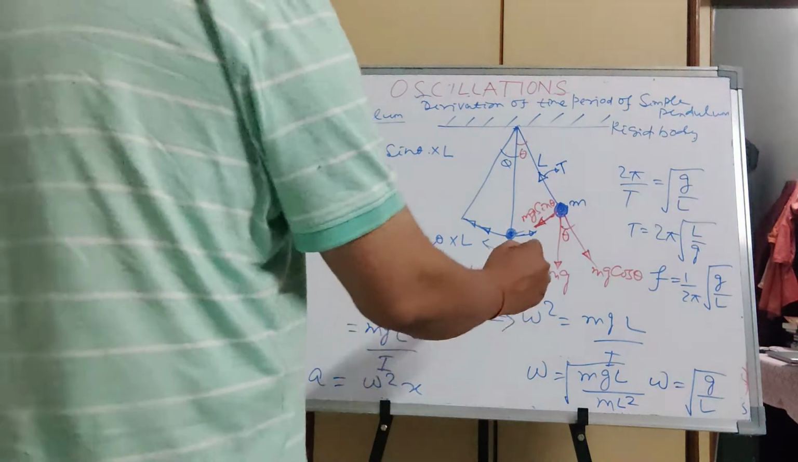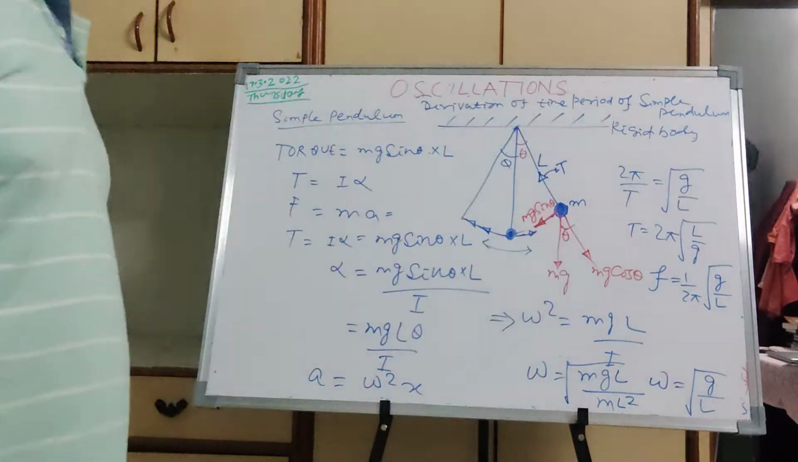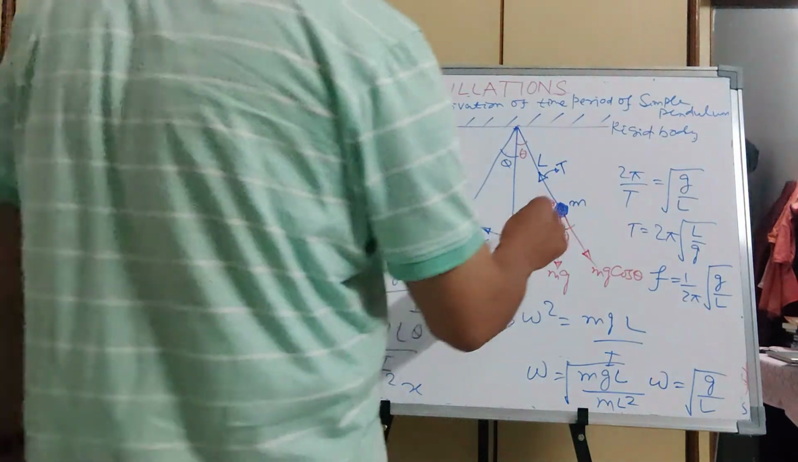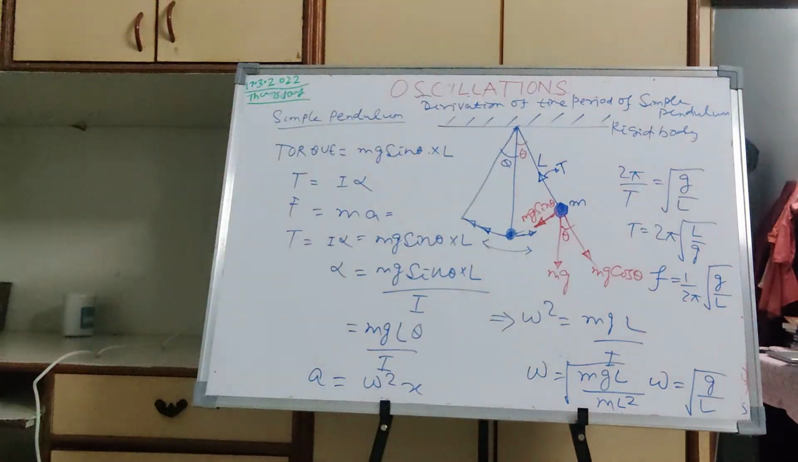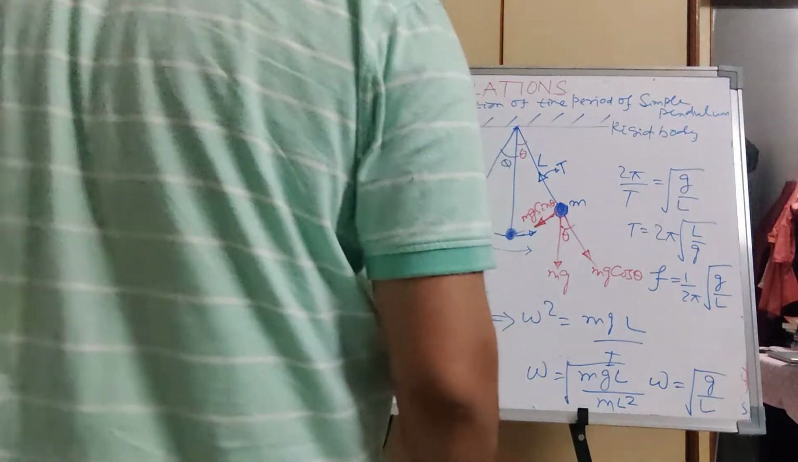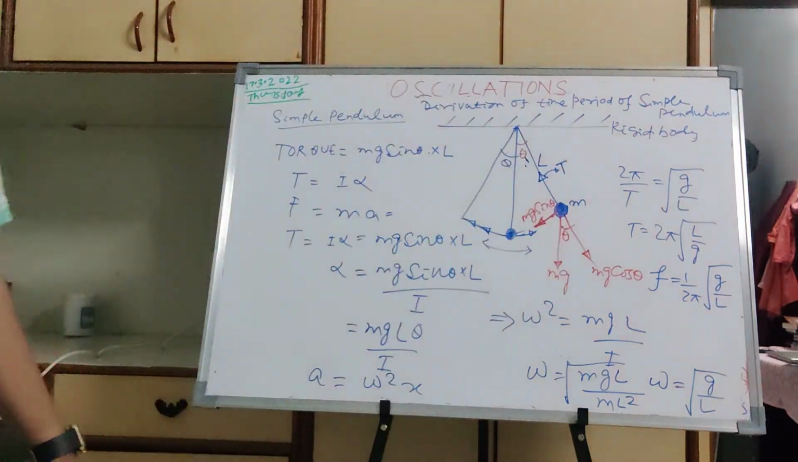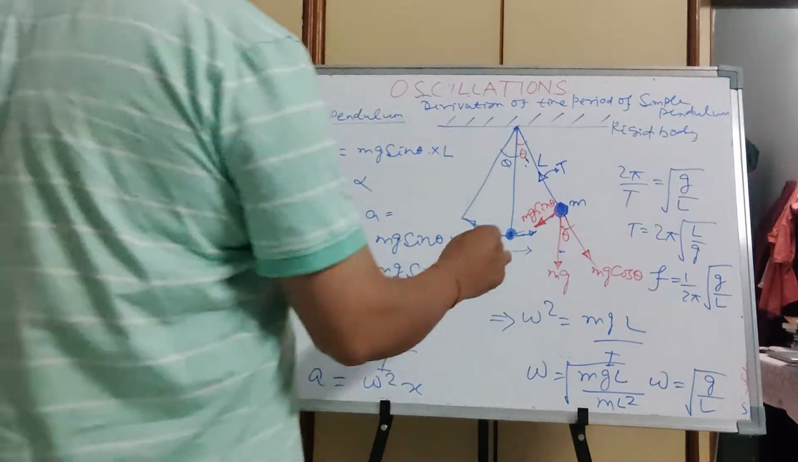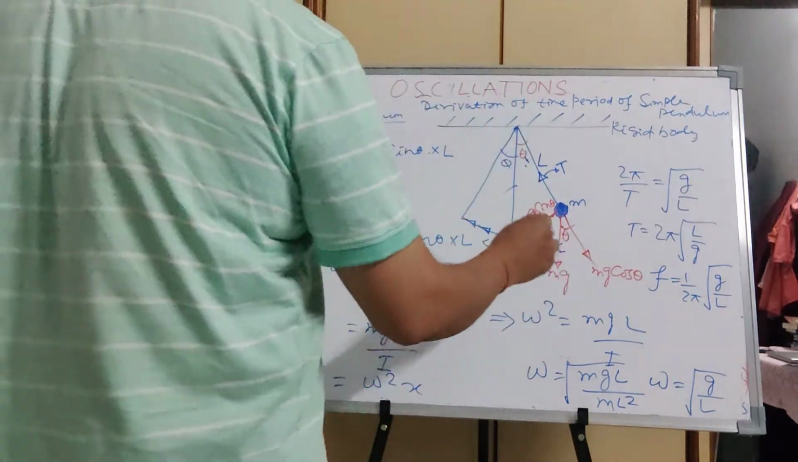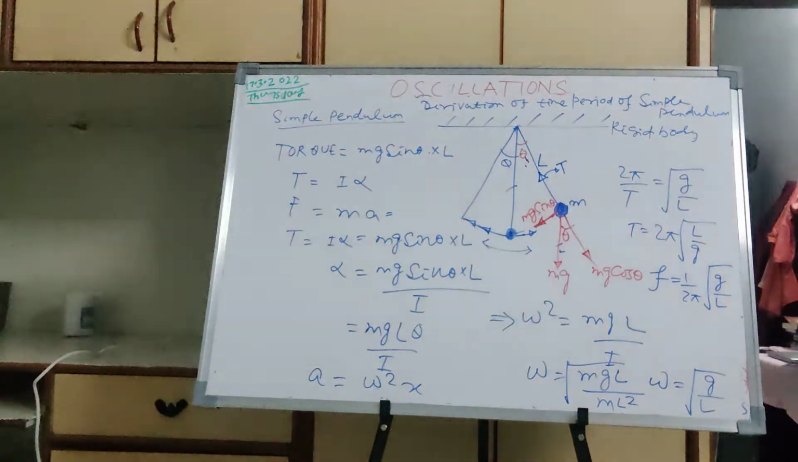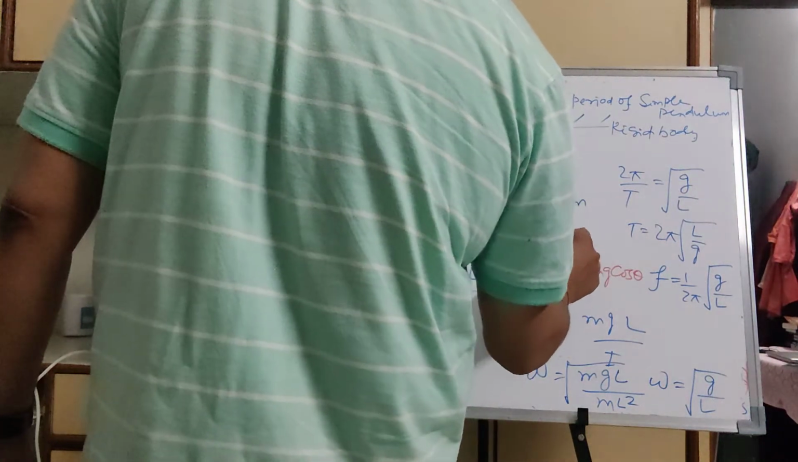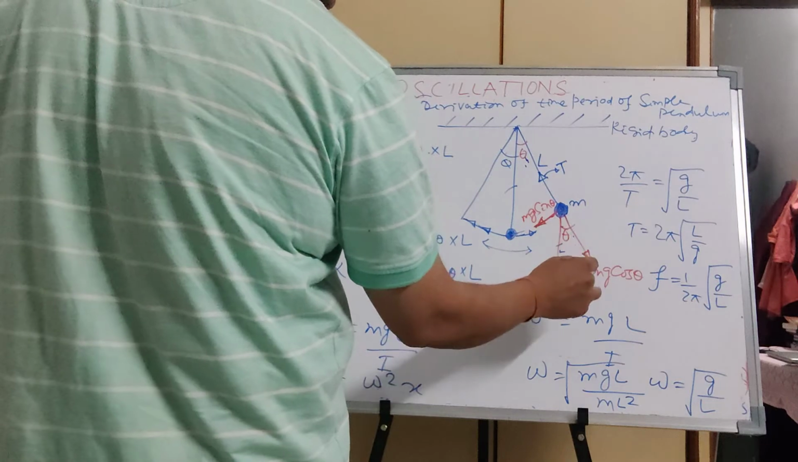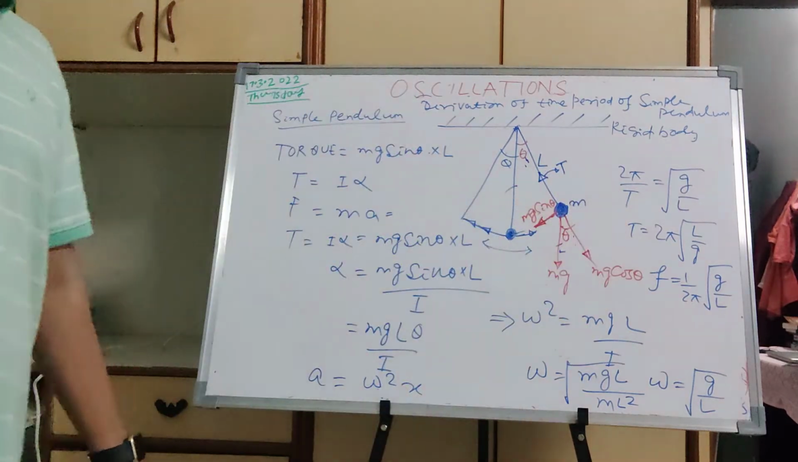You can see here, consider this blue colored mass. On this mass, what is the force acting? mg, the gravitational force. And this angle is theta, right? This red line is parallel to this line, and this is the extension of this, so this angle is also theta. You will have two components of this force mg. One component is mg cos theta.